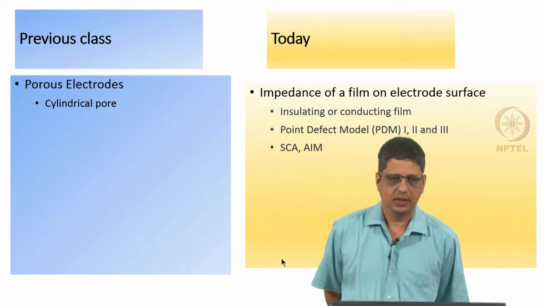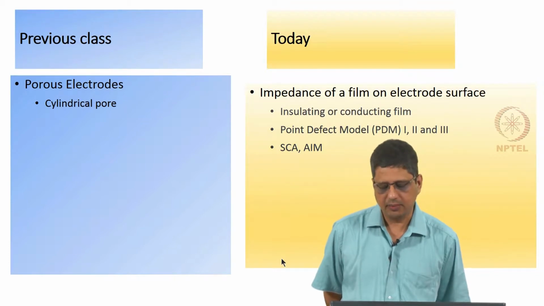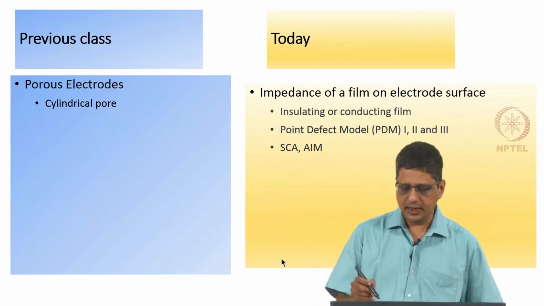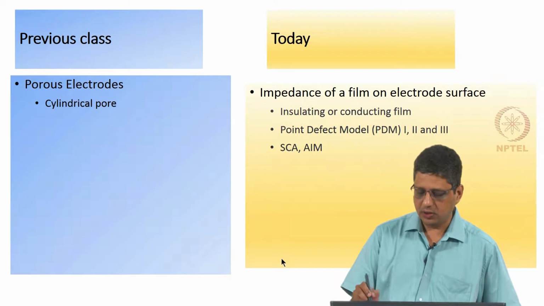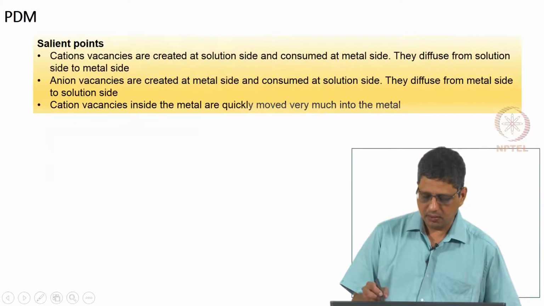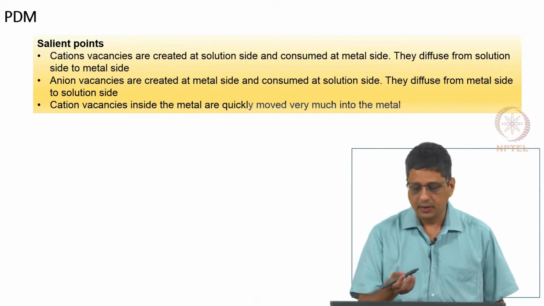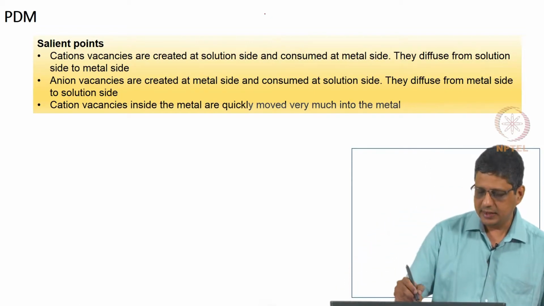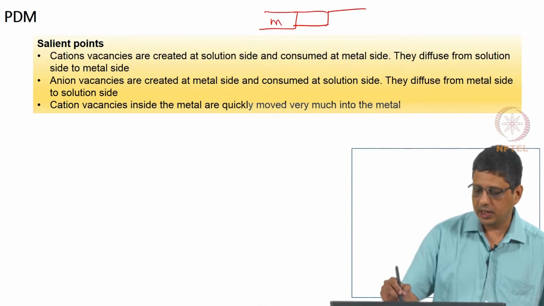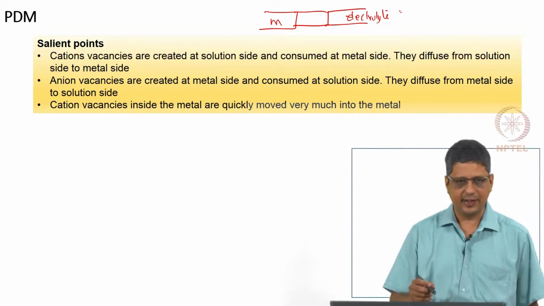So, yesterday we were looking at the description of the point defect model, and there are 3 generations in it. They are classified as 1, 2 and 3, and after that we will see a few other variations of that. Based on what we have seen, we have a metal here, a film, and an electrolyte here. We have looked at a total of 7 reactions.